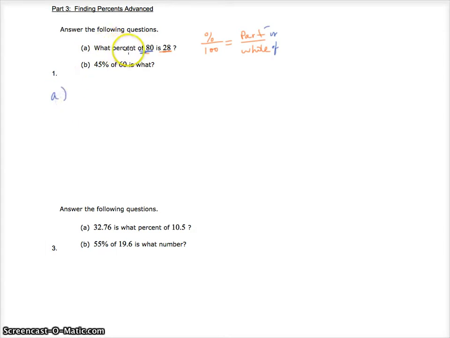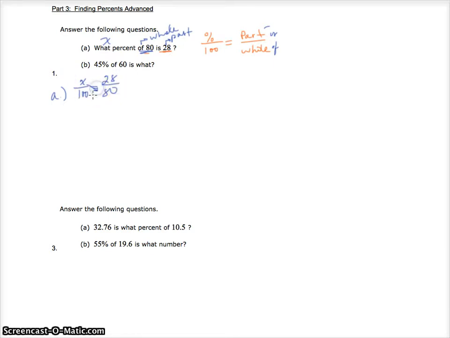Since it says what percent, that means we don't know. So it means x percent, so x over 100. "Is 28," so 28 is our part. And "of 80" is our whole. So for part over whole, I'm going to have 28 over 80.